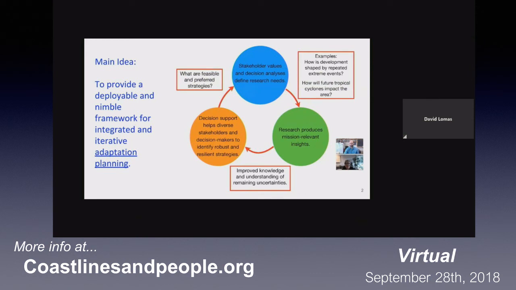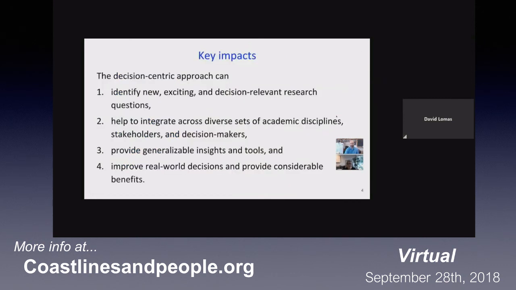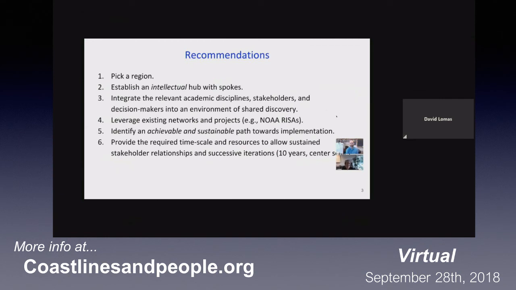Our research produces mission relevant insights that provide knowledge and understanding of the remaining uncertainties. This decision support helps a diverse set of stakeholders and decision makers to identify robust and resilient strategies for adaptation. Of these strategies, what are feasible and preferred? We go back to the stakeholders again in an iterative process. This then brings us to the recommendations.